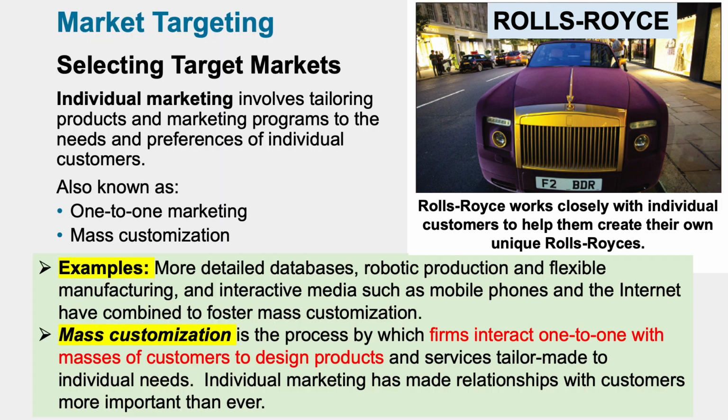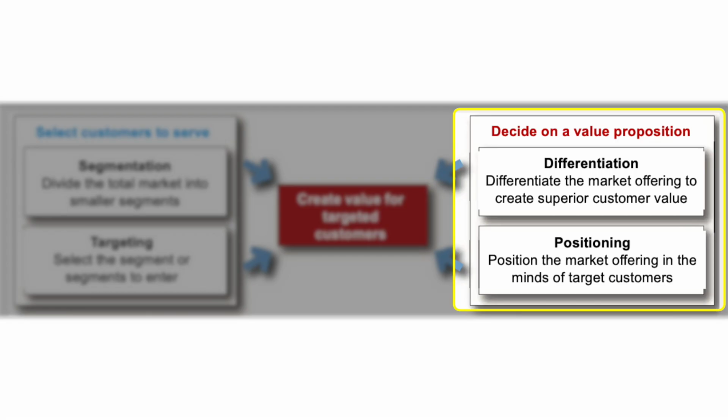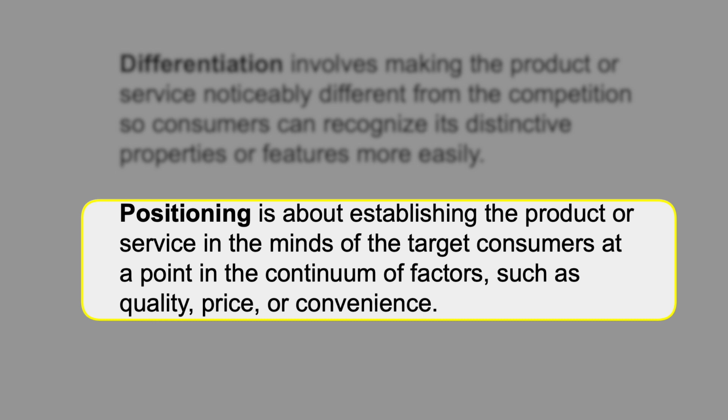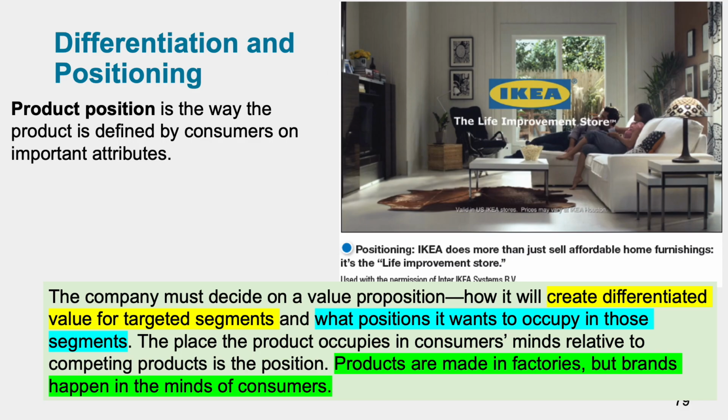The final objective is to discuss how companies differentiate and position their products for maximum competitive advantage. Differentiation involves making the product or service noticeably different from the competition so consumers can recognize its distinctive properties or features more easily. Positioning is about establishing the product or service in the minds of the target consumers at a point in the continuum of factors such as quality, price, and convenience. Product position is the way in which the product is defined by consumers on important attributes.